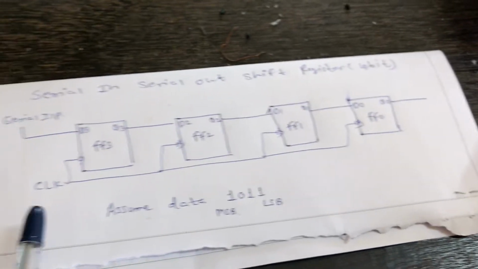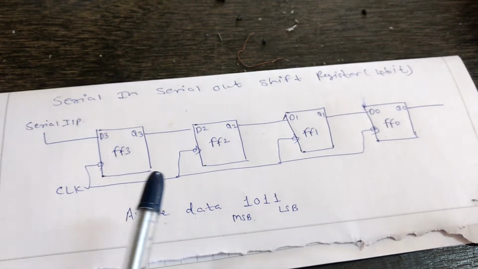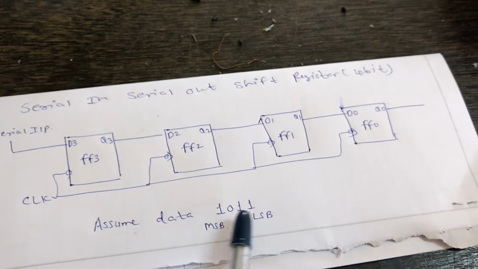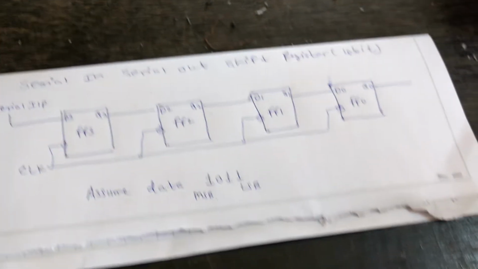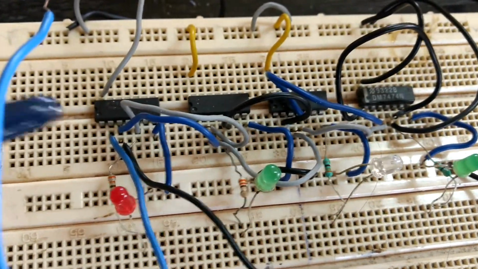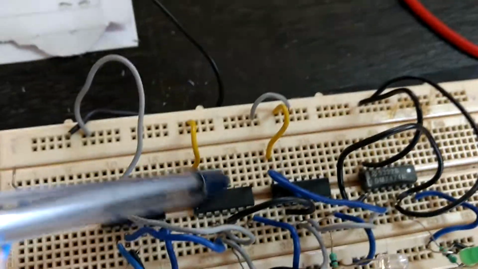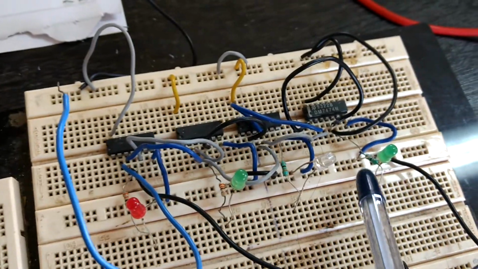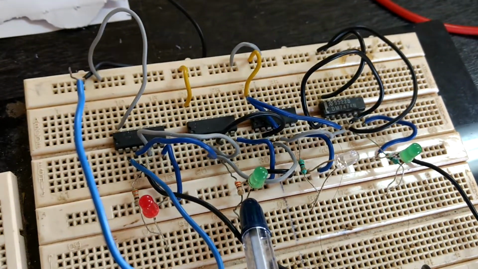So at the end of the fourth clock pulse, the output of this shift register, we expect, should be 1011. Now the same circuit is mounted on the breadboard. You can see here, this is flip flop 3, this is 2, 1 and 0. So this is Q0, this is Q1, Q2 and this is Q3.